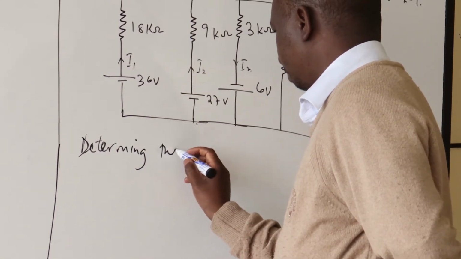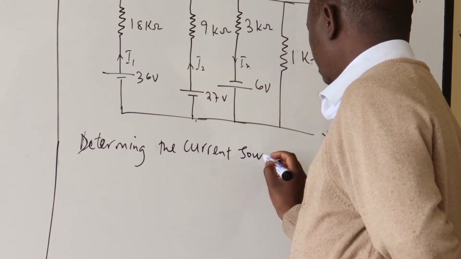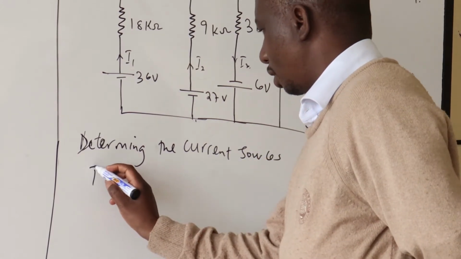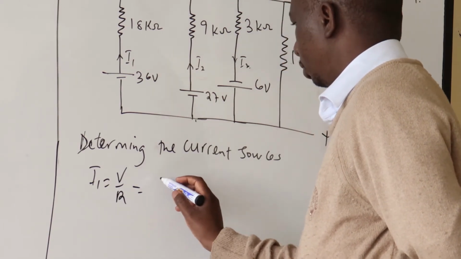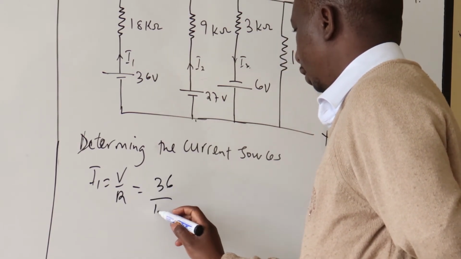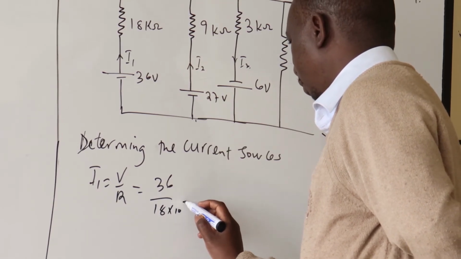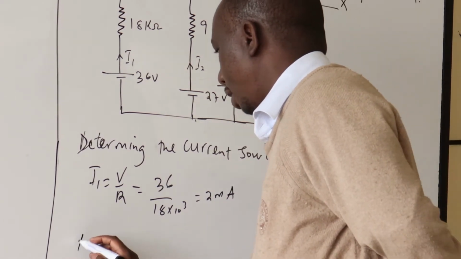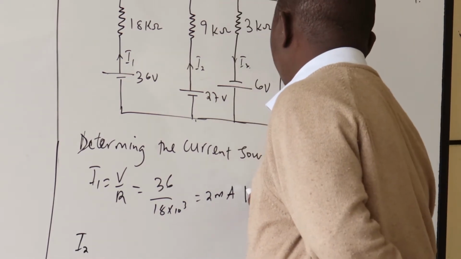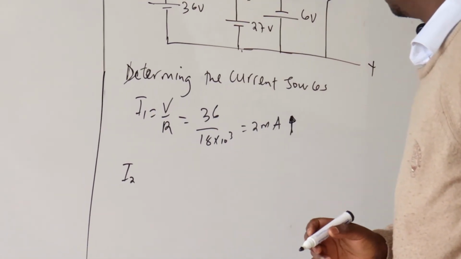Determining the current sources. I1 is supposed to be V over R, which is 36 over 18K, times 10 power 3. This is supposed to be 2 milliamps. Then I2, the direction is up. You get the direction of current alongside the value.